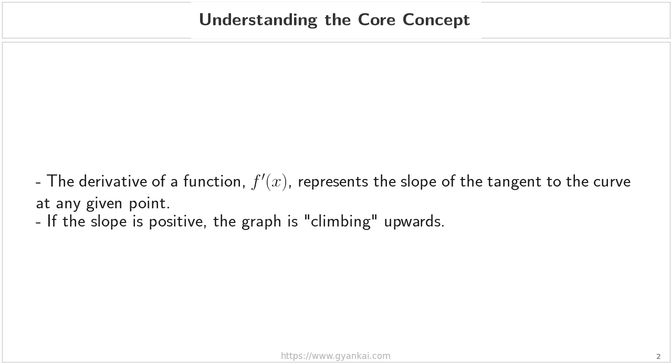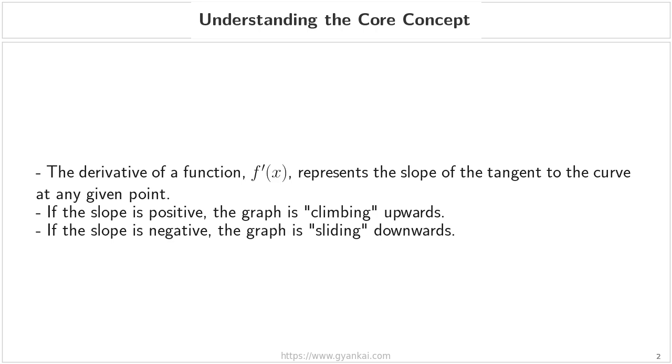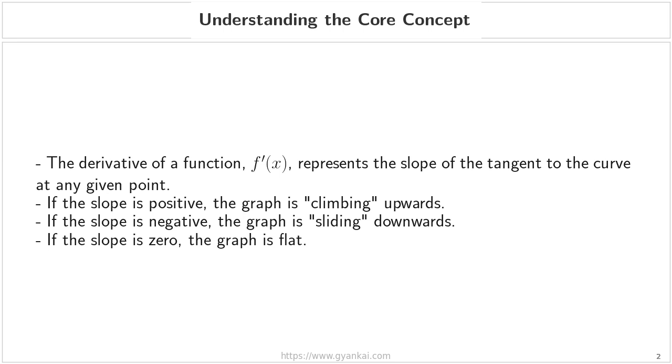To understand how this relates to monotonicity, consider the direction of that slope. If the slope is positive, it means the graph is climbing upwards as we move from left to right. On the other hand, if the slope is negative, the graph is sliding downwards, indicating a decrease in the function's value. And finally, if the slope is exactly 0, the graph is momentarily flat, meaning it is neither increasing nor decreasing at that specific point. Understanding this intuitive relationship between the sign of the derivative and the behavior of the graph is crucial, as it provides the foundation for the formal theorem we will examine in the next slide.